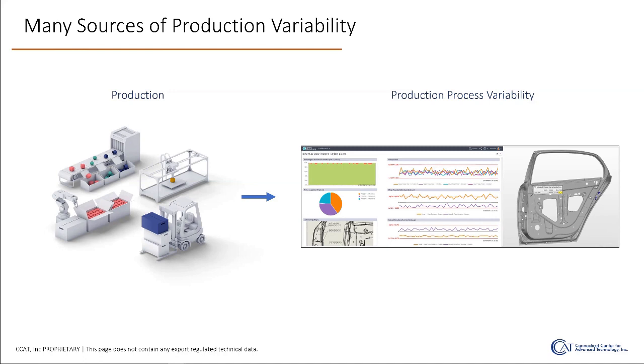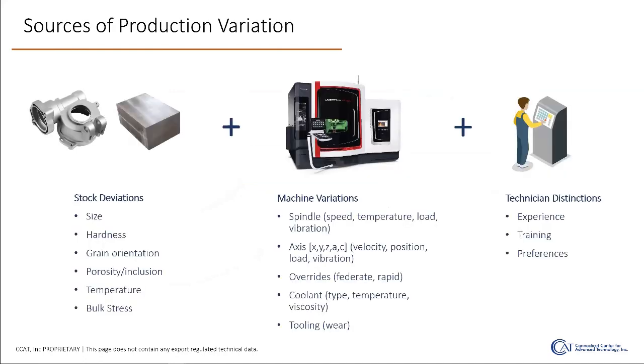And so what we want to do is capture all the different sources of variability and as many signals as we can get off of the machine. Here are some examples of sources of production variability. It can start from stock deviation: the size of the stock, basic length, width, height, or if it's a casting or forging, you can take a quick 3D scan of it to record the state of the stock material before it goes into the machine.